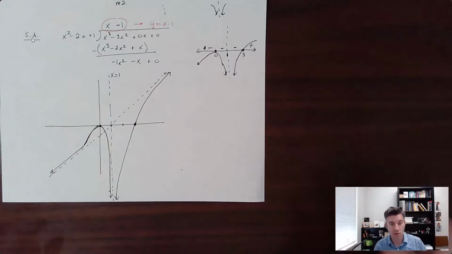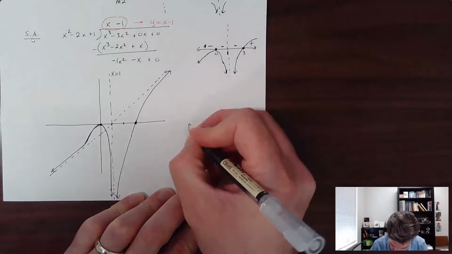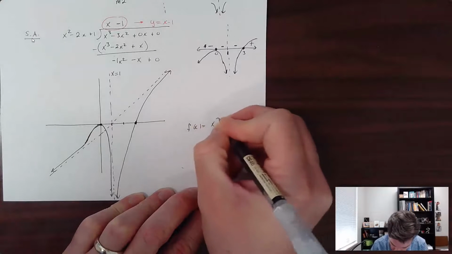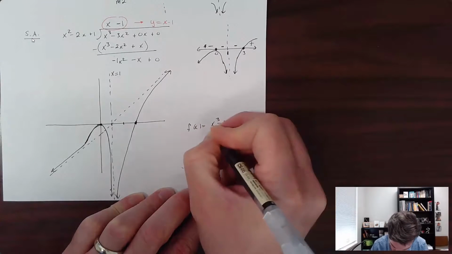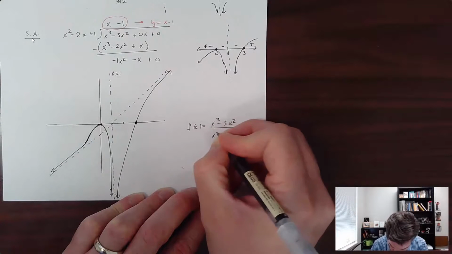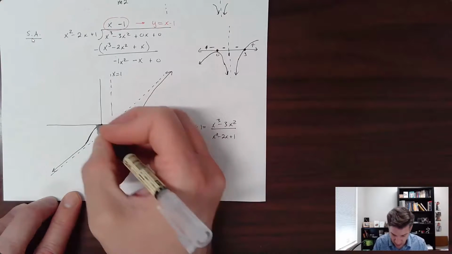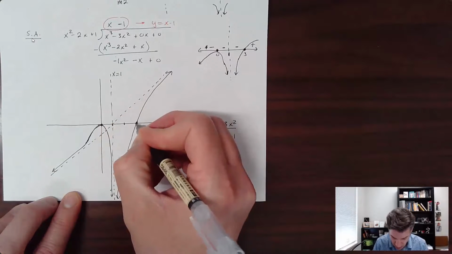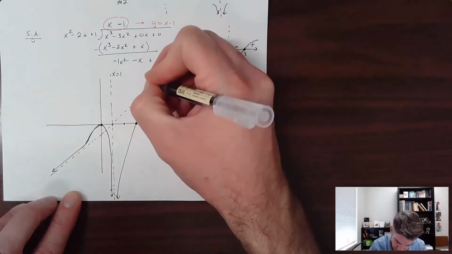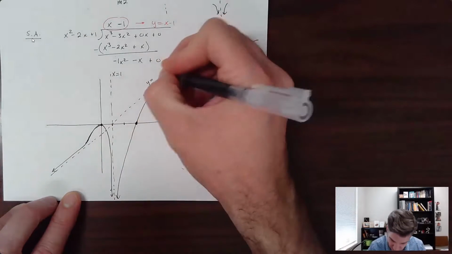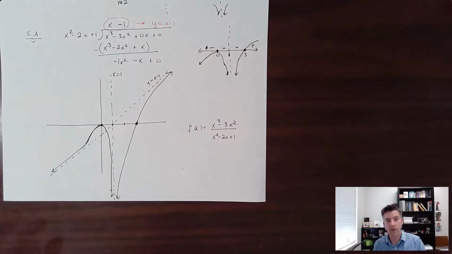So that's how you would totally graph the function f of x equal to x cubed minus 3x squared over x squared minus 2x plus 1. Vertical asymptote at 1, intercepts at 0 and 3, slant asymptote, which I should also label. You don't really have to label it on the graph, but you should label it somewhere, y equals x minus 1. And that's what that would look like.